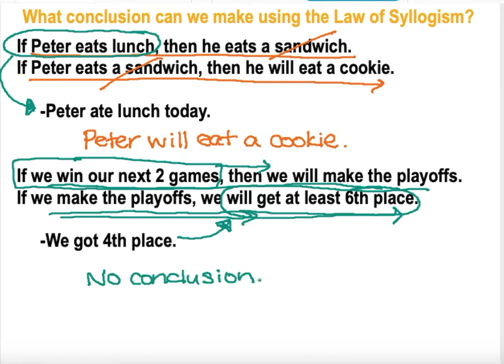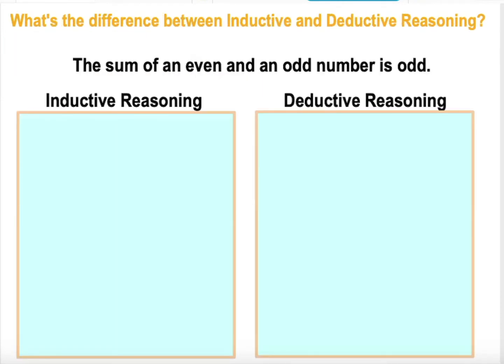In fact, the only way we could make a conclusion using syllogism here is if we found out that we won our next 2 games. That's the only way that syllogism would draw us to that final conclusion. It's important that we know the difference between inductive and deductive reasoning. Remember, inductive was using the patterns, and deductive is using more if-then statements.